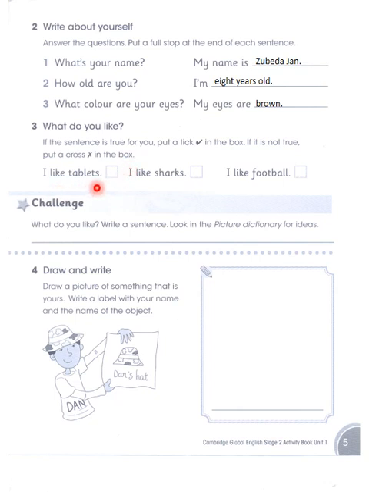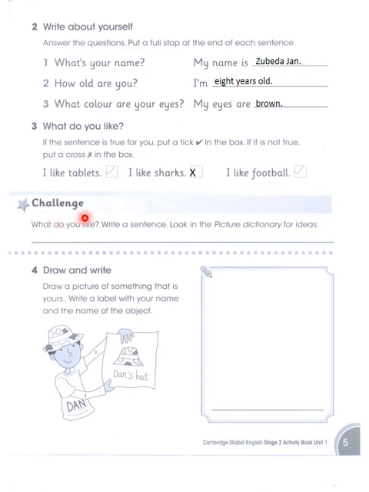If you like tablets, then you will put a right sign. If you like sharks, you will put a right sign. If you like football, you will put the right sign. Or if you don't like tablets, you will put a cross. If you don't like sharks, you will put a cross. And if you don't like football, you will put a cross. So here, you like tablets, you like to eat tablets? No, you don't like, okay. So we'll write no. You like sharks? Oh, sharks are scary, so you don't like them, so you put a cross here. You like to play football? Yes, you like to play football, okay.